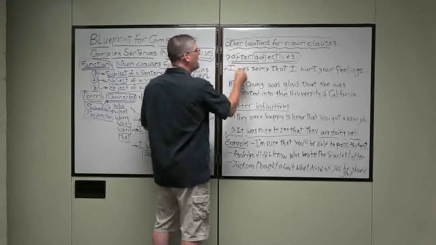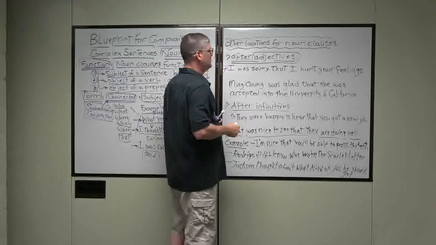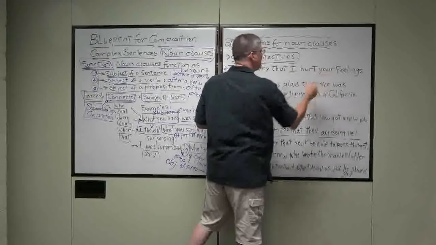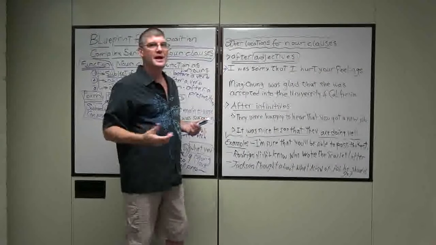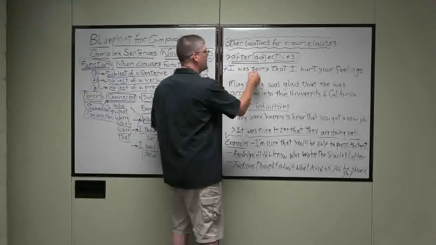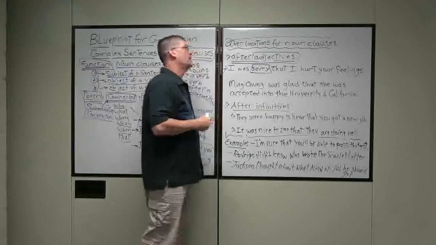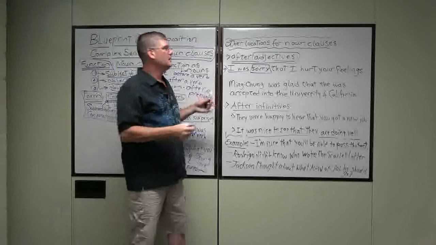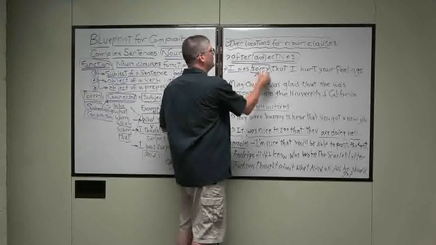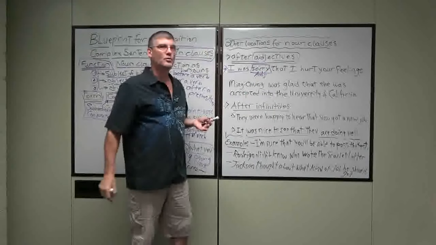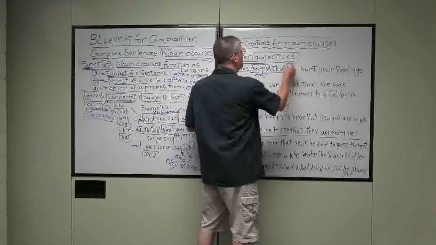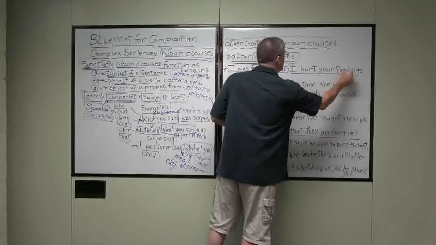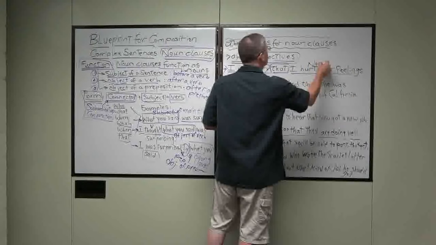The first one says, I was sorry that I hurt your feelings. Where is the adjective in this sentence? The adjective is right here, sorry. This is your main clause right here, I was sorry. Here you have an adjective followed by the word that. That I hurt your feelings is a noun clause.